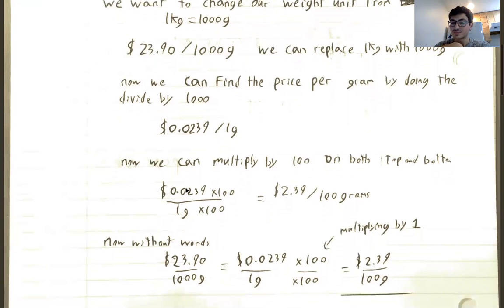This will give us the top value multiplied by 100 and the bottom value multiplied by 100. So this gives us $2.39 per 100 grams. So this is the number that we're looking for. So that's the equation, that's the question right there, solved.